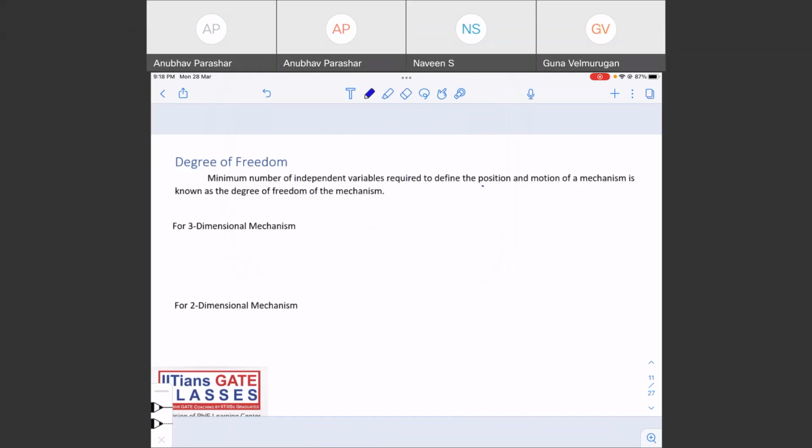So why are we worried about position and motion of a mechanism? What is so important about position and motion? Because it is very important. For example, it is very important to know how much accelerator you press and what would be the speed of the vehicle, right? There should be a very definite relationship. If you're riding a bike or a car, there should be a very definite relationship between how much accelerator you are pressing and what is the speed of the vehicle.